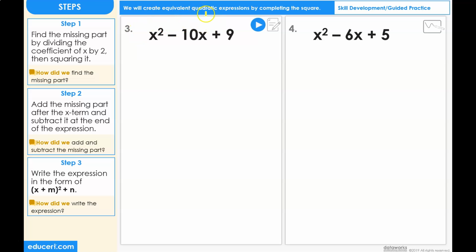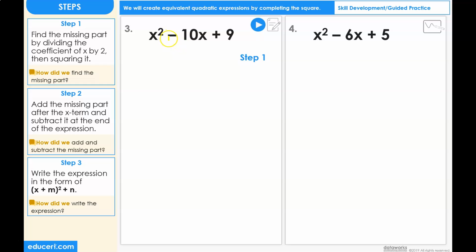Let's create an equivalent quadratic expression by completing the square. Problem number 3. X squared minus 10x plus 9. Step 1. Find the missing part by dividing the coefficient of x by 2, then squaring it.